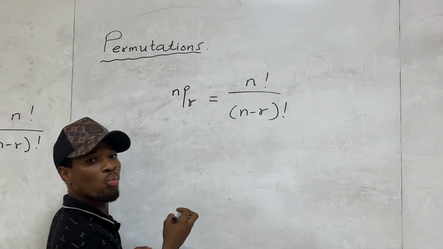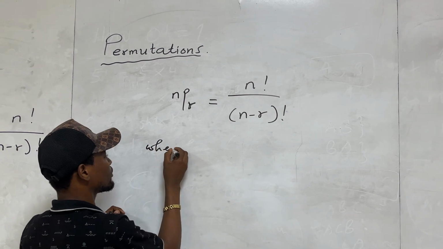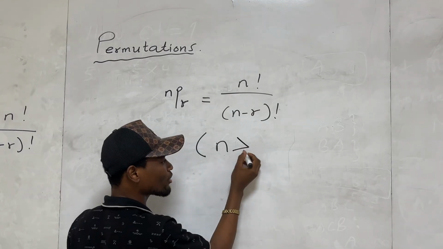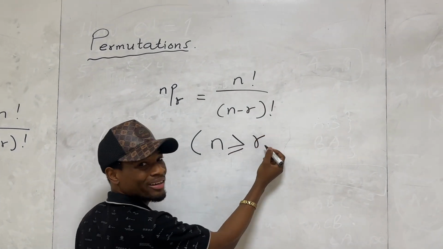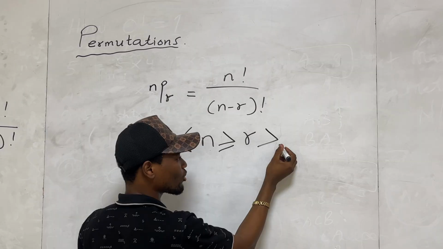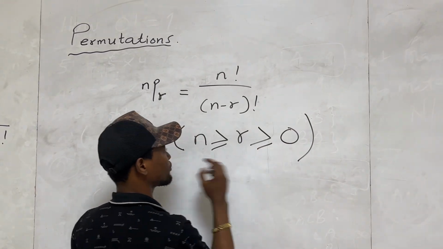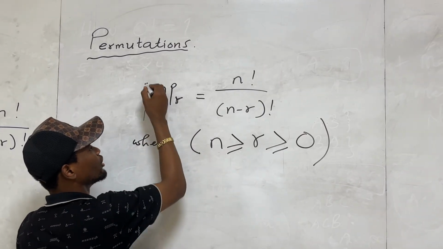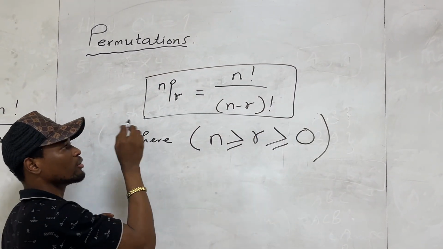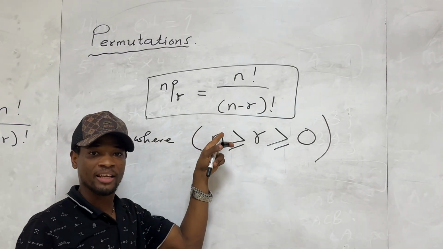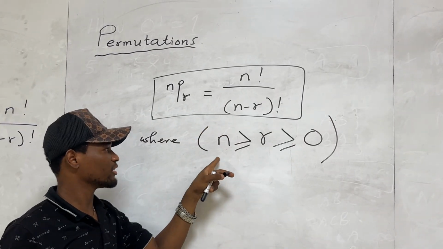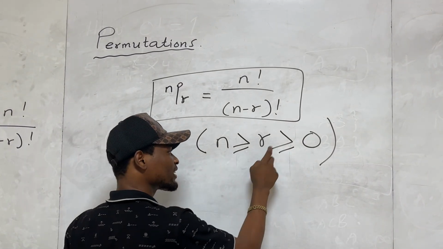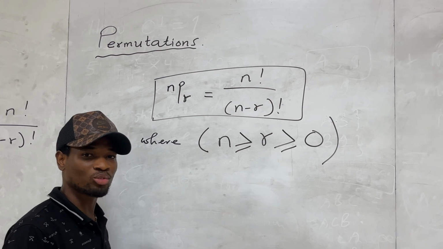Good. So where n is greater than or equal to r, and r is greater than or equal to 0. For this equation to make sense, to be valid, n should be greater than or equal to r, and r should be greater than or equal to 0.